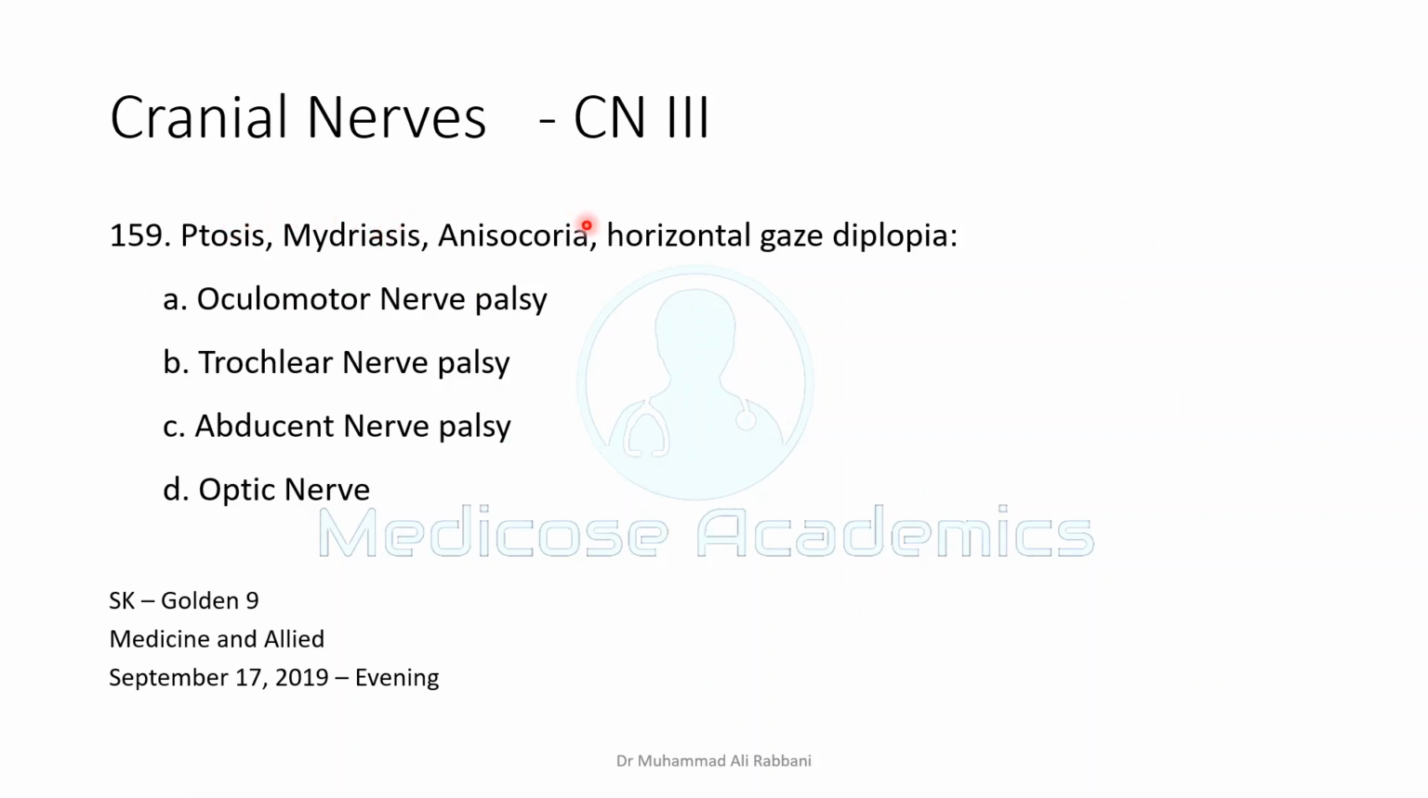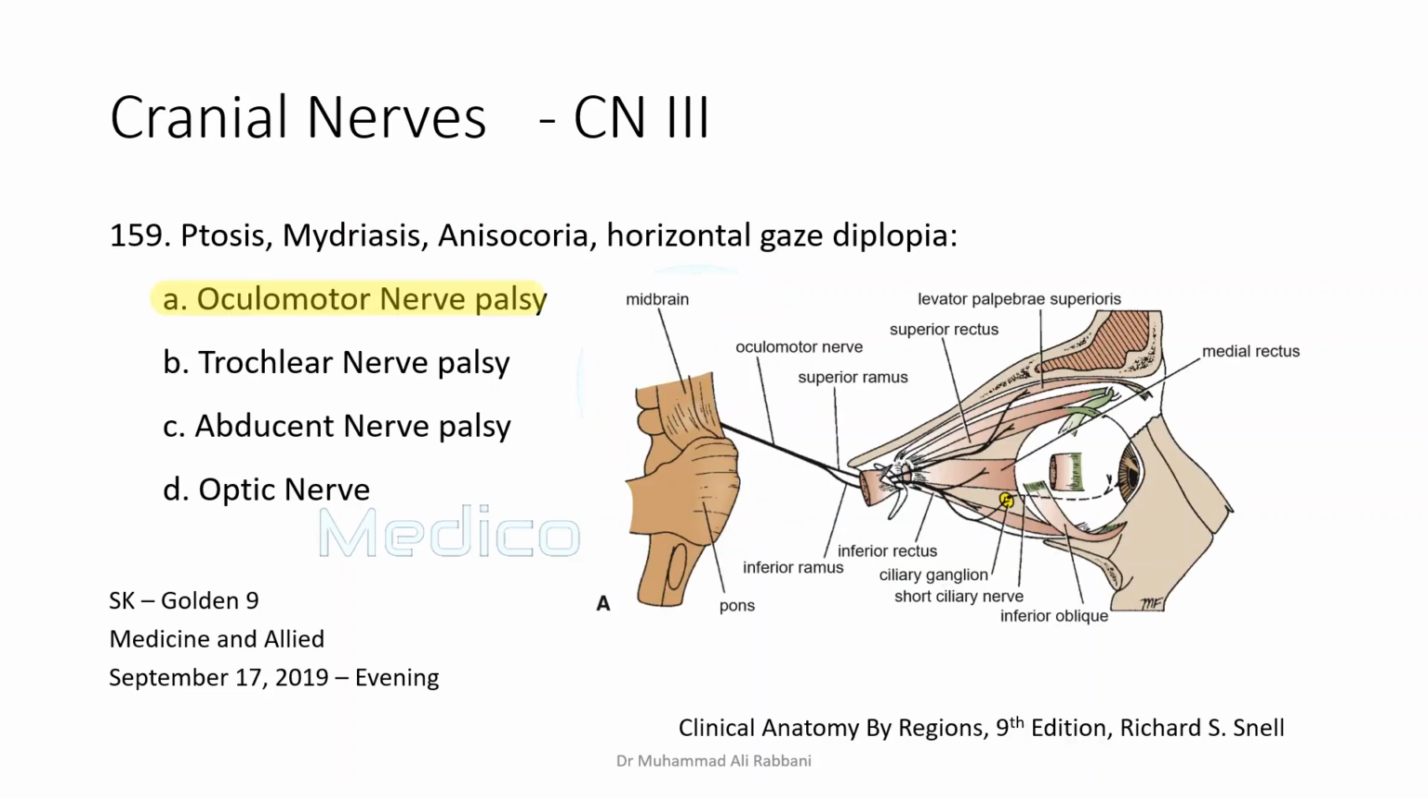Ptosis, mydriasis, anisocoria, horizontal gaze diplopia. All of these are occurring due to the oculomotor nerve. Why? Ptosis is due to the loss of supply of levator palpebrae superioris. Mydriasis, because constriction of the pupil is not possible, as the parasympathetic fibers come through the oculomotor nerve. Anisocoria is the unequal size of the pupils due to the same reason, and horizontal gaze diplopia because the medial rectus is now not functioning, the lateral rectus will overcome and the eye will deviate towards the lateral side. So the answer will be oculomotor nerve palsy.